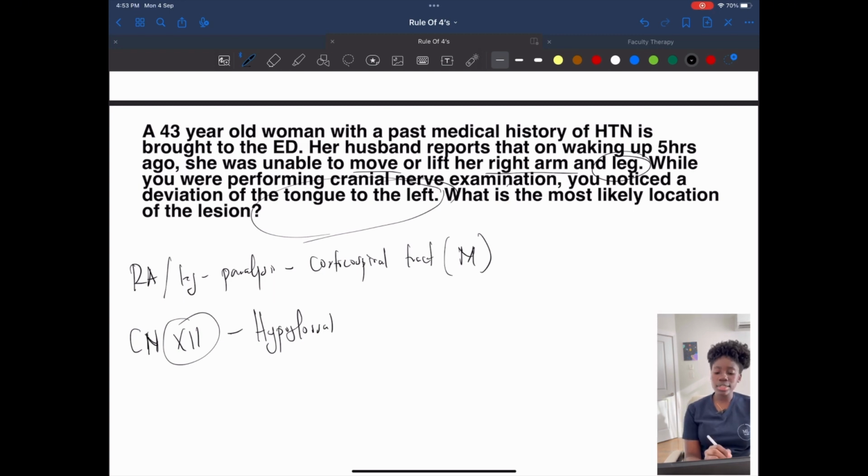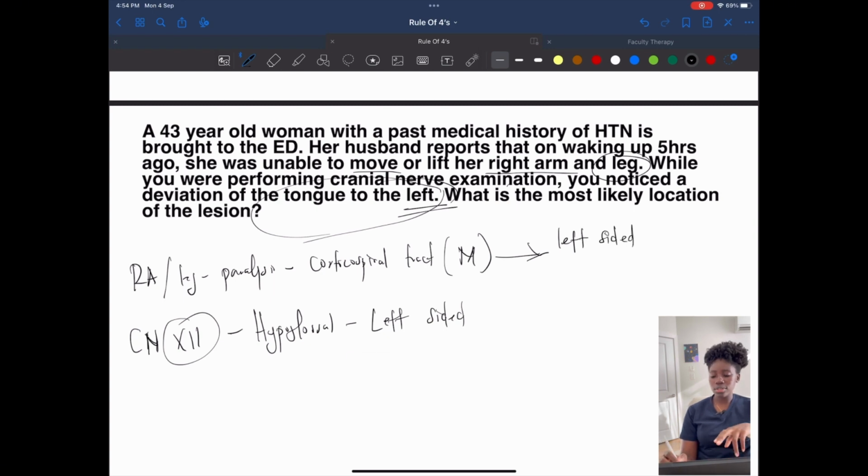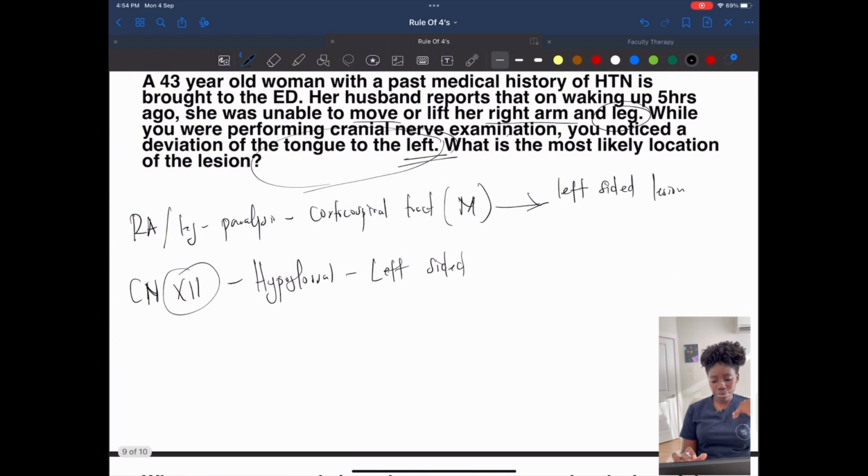This is one of those cranial nerves that actually helps you determine if it's a right or left sided lesion. So we have the tongue deviation to the left. So this is the left sided lesion, right? Left sided. And that makes sense because we have said that the patient is unable to lift her right arm and leg. And we've established that with corticospinal tract, it will usually be a contralateral lesion. So if the patient cannot move the right arm and leg, it's a left-sided lesion. So these two things have come together to affirm each other. So left-sided lesion. But now we want to determine what part of the brainstem it is.